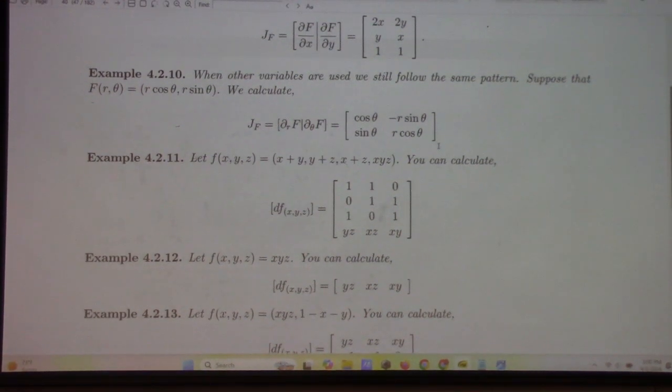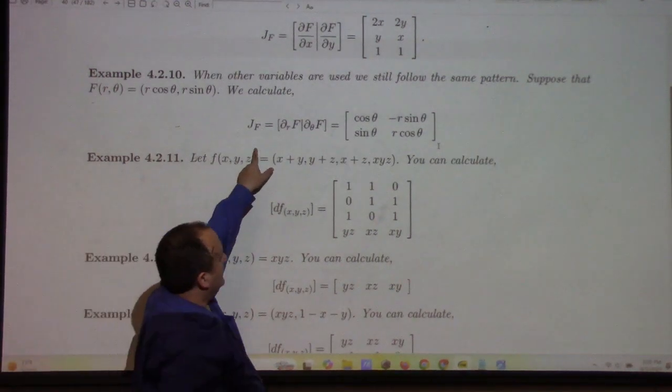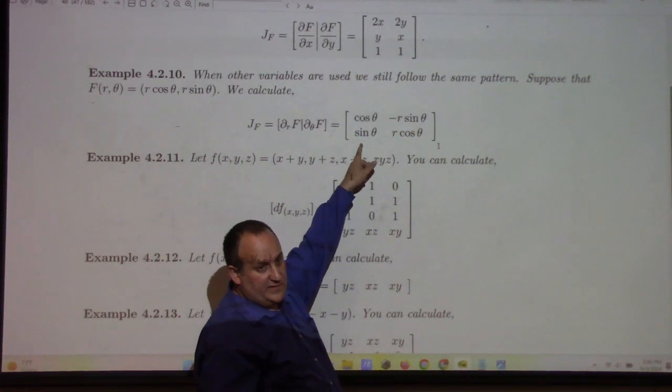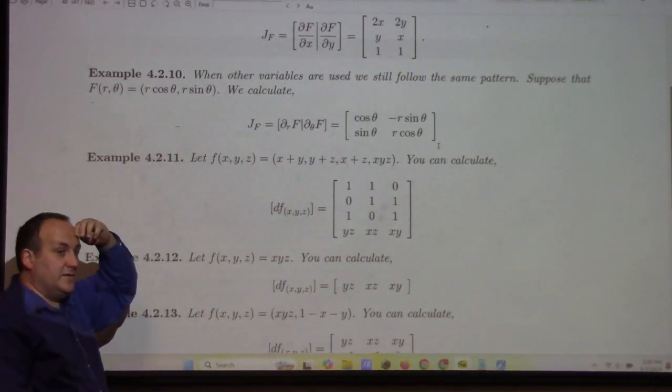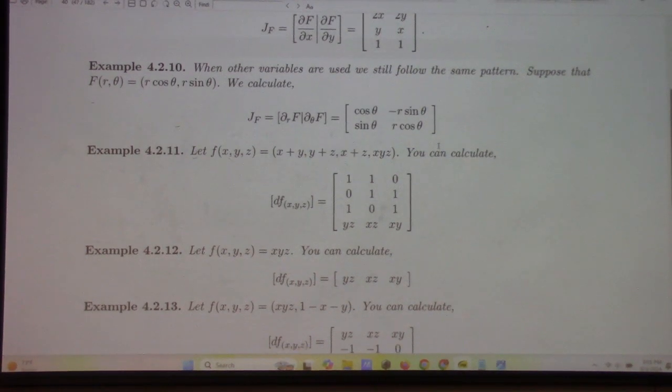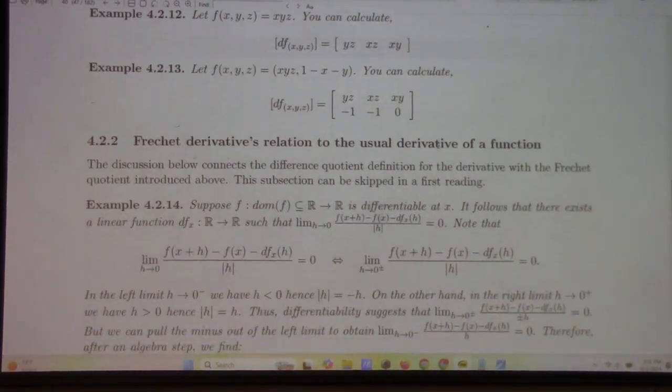Although here you might have seen this in Calc 3, right? This is the Jacobian matrix for the polar coordinate change. Take the determinant of this. It gives you the measure for the polar integral. So these things don't matter too much.